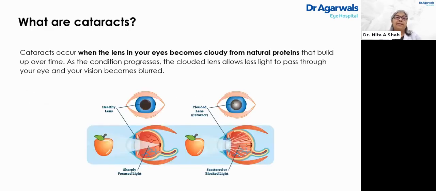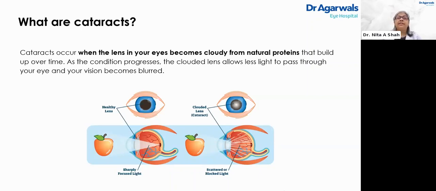What are cataracts? Cataracts are basically a cloudiness of our natural lens, which focuses whatever we see onto the retina, which takes the image to the brain so that we are able to give a name or a title to an object that we see and understand it properly.